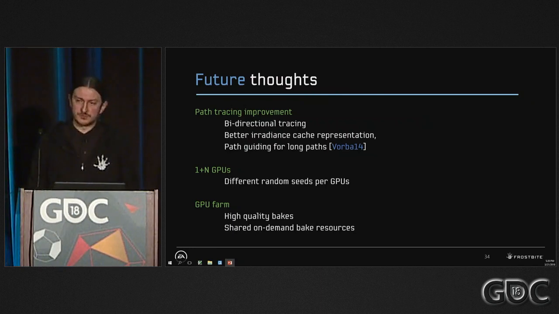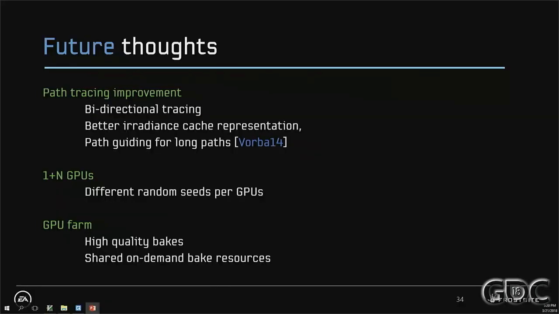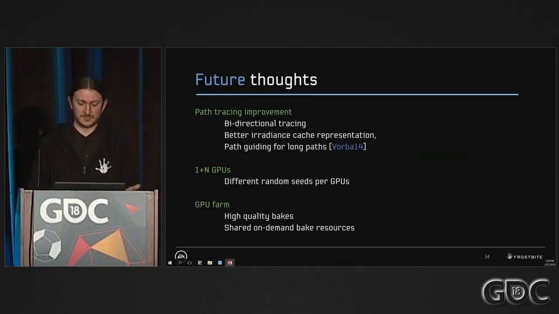A bunch of future thoughts. Of course, path tracing can be improved. We just have a basic version with a basic irradiance cache. All the research that has been conducted in that area could probably be applied and tried at least. Bidirectional path tracing, path guiding, maybe a better irradiance cache representation.